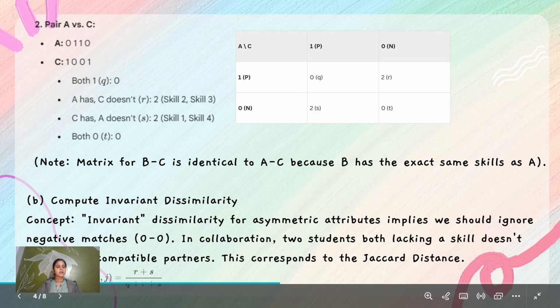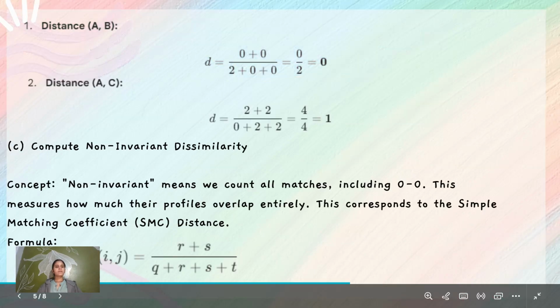Now move to question B. Compute invariant dissimilarities. In invariant dissimilarities for an asymmetric attribute, we should ignore negative matches like 0, 0. In collaboration, two students both lacking a skill doesn't make them compatible partners. This corresponds to Jaccard's distance, which has the formula d(i,j) equals (R plus S) upon (Q plus R plus S). Now we find the distance for AB and AC by putting the values in the formula. We get the distance of AB is 0 and the distance of AC is 1.